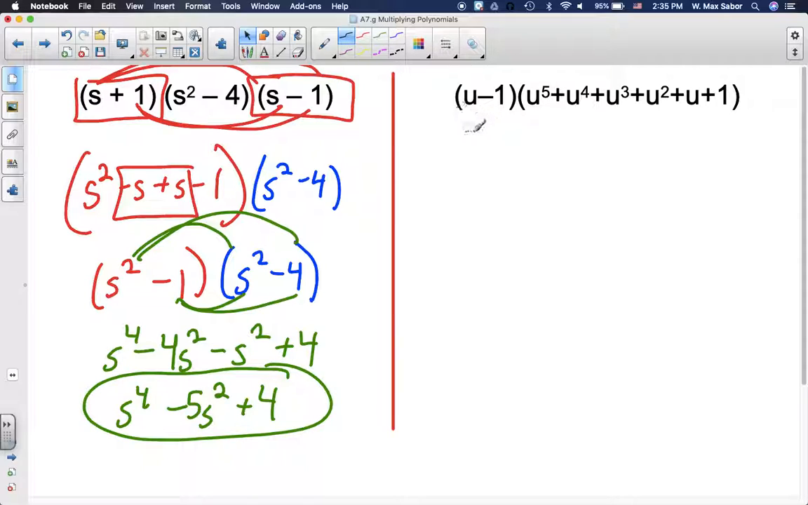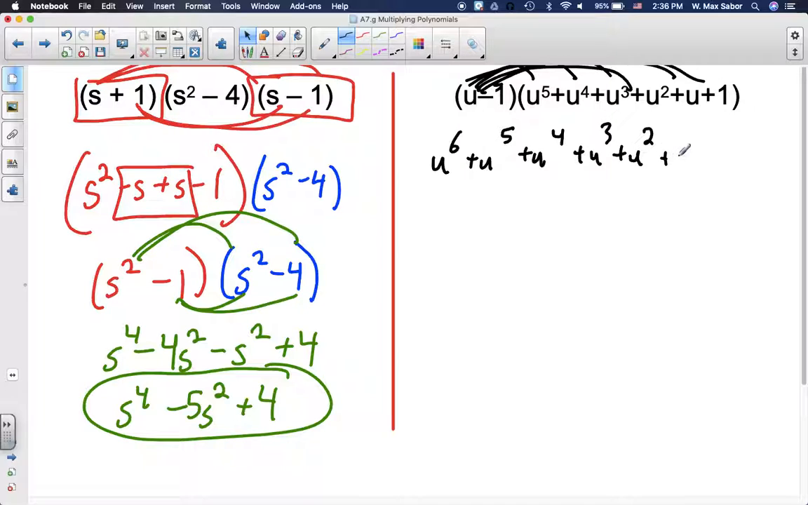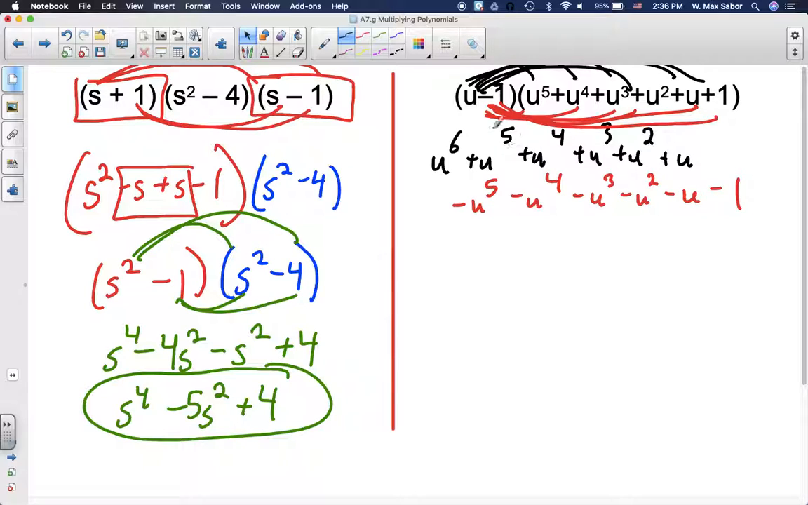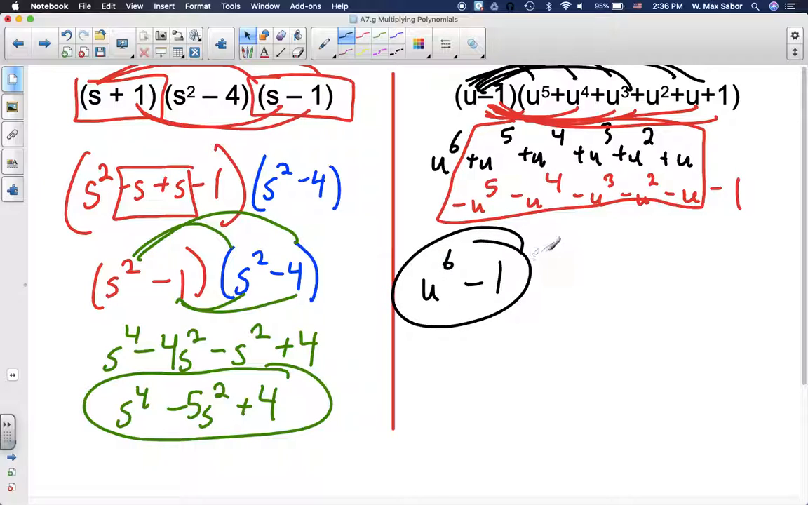Lastly, this one's kind of fun the way that it works out. If we do u to each of these, it will increase the exponent on each of them. So we end up getting u to the 6th, u to the 5th, u to the 4th, u to the 3rd, u to the 2nd, and u. So that's from multiplying out the u. From multiplying the -1, we get the opposite of each of those. So negative u to the 5th, negative u to the 4th, negative u to the 3rd, negative u squared, negative u, -1. So there's a bunch of like terms, and in each of those like terms, it's a positive and a negative, so they add to 0. We're left with u to the 6th minus 1.